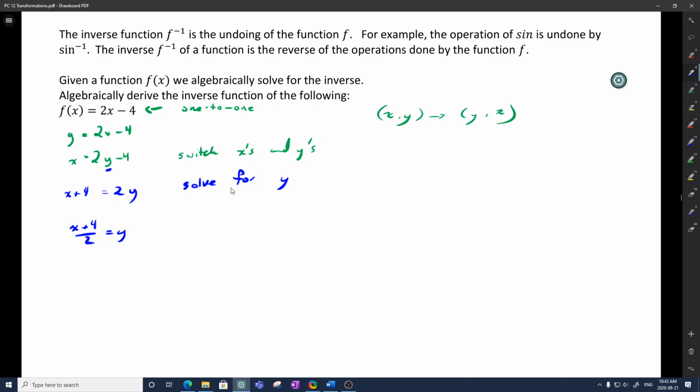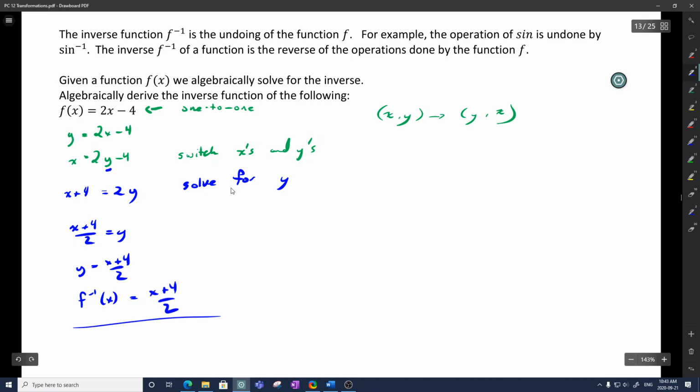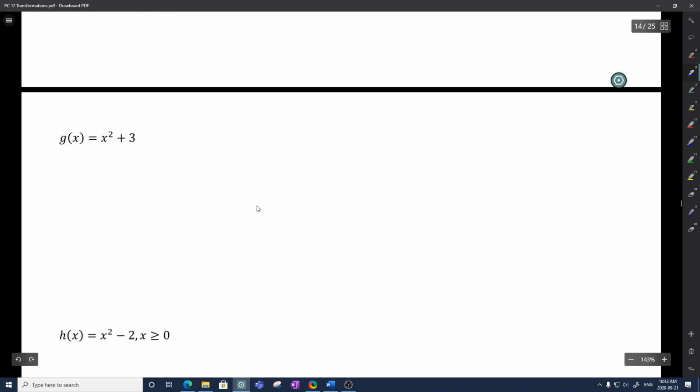And this can be treated as my inverse function. And it's an inverse function, so I call it f inverse. There. And it's unrestricted. Let's move on.